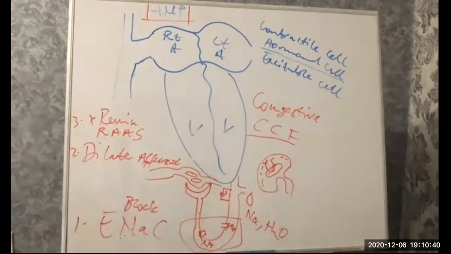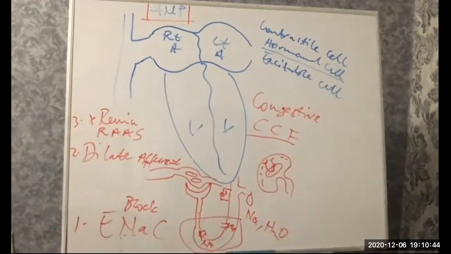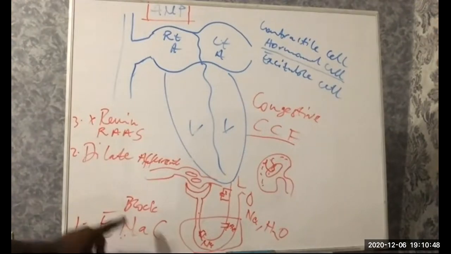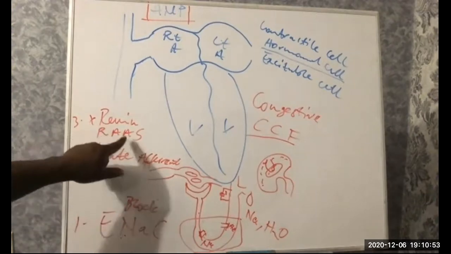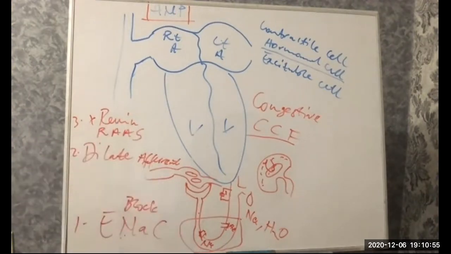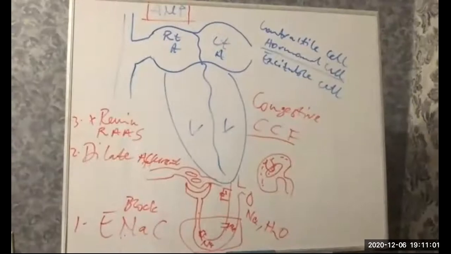So, in fact, their mechanisms are a lot. I just mentioned only these three. It blocks what? Epithelial sodium channels. It also dilates afferent arterioles. It also blocks what? Renin. So it prevents the renin, angiotensin, aldosterone system from working. Does anybody have any question? So in people who have congestive cardiac failure, naturally, this is how the body works to protect itself, okay?